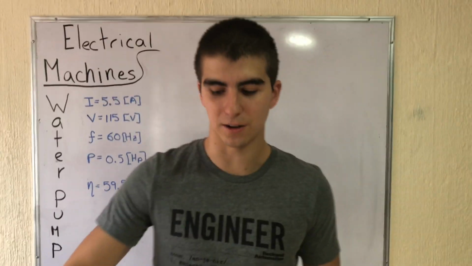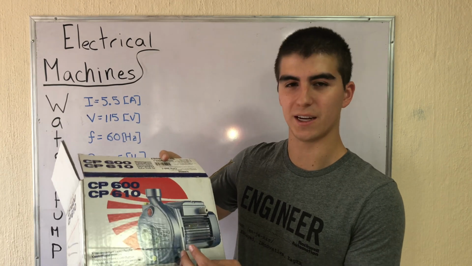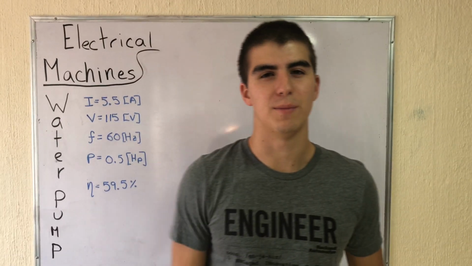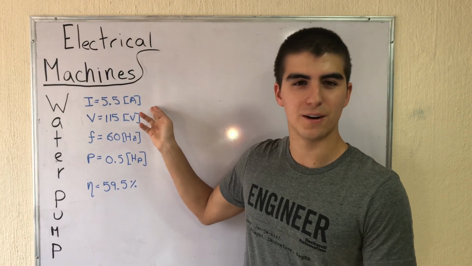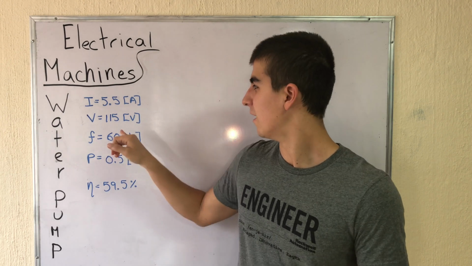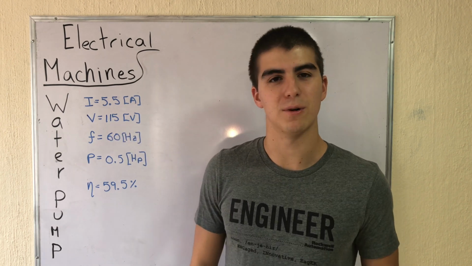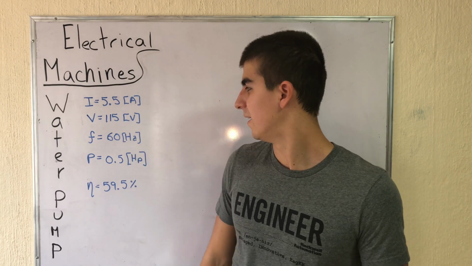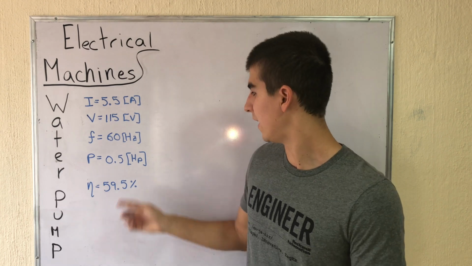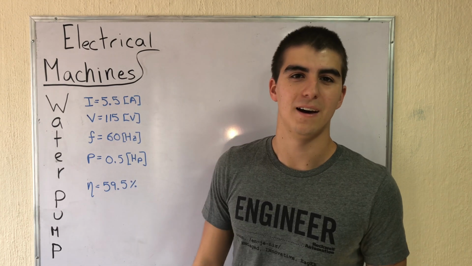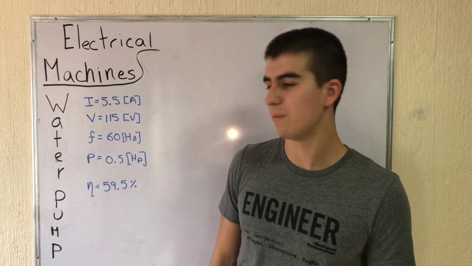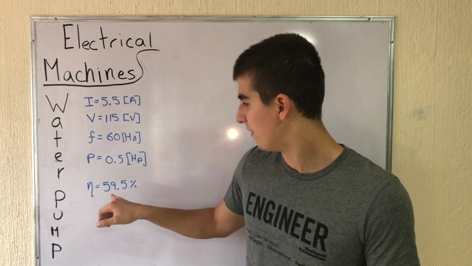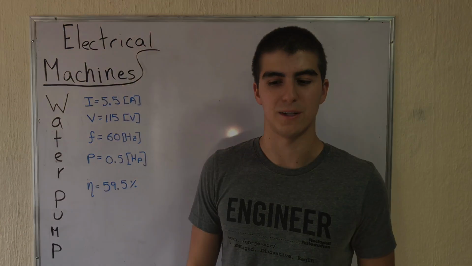It consists of a frame where inside you can find the rotor and the stator. The characteristics of my water pump are a current of 5.5 amperes, a voltage of 115 volts, a frequency of the network of 60 Hz, and it's got a power of 0.5 HPs or horsepower. And finally, the efficiency of my water pump, according to the specifications of the manufacturer, is 59.5%.